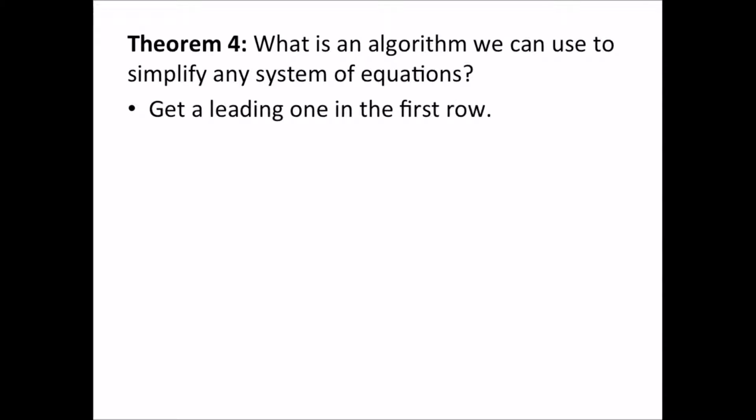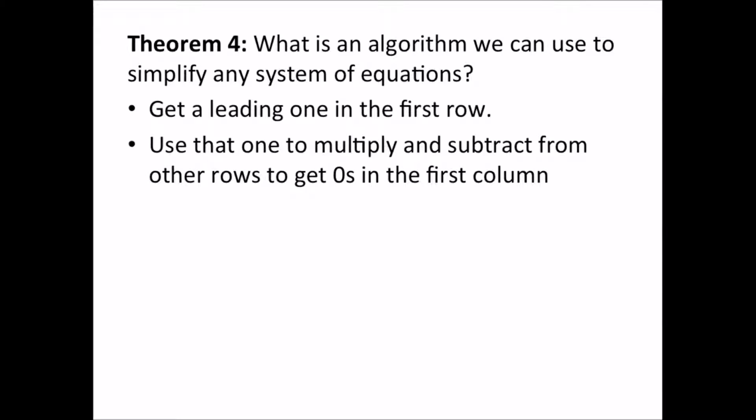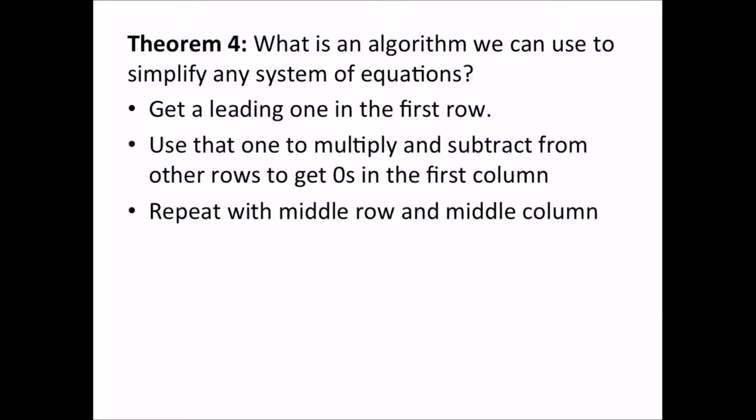First thing you should always do is to get a leading 1 in the first row, and in the first column. From there, you use that leading 1 to multiply and subtract from other rows to get zeros in the first column. You have a leading 1 in the first row, you take that leading 1, you multiply by some constant and add it or subtract it from another row to get zeros in those columns. You are going to repeat with the middle row, middle column, and repeat again with the last row and the last column.